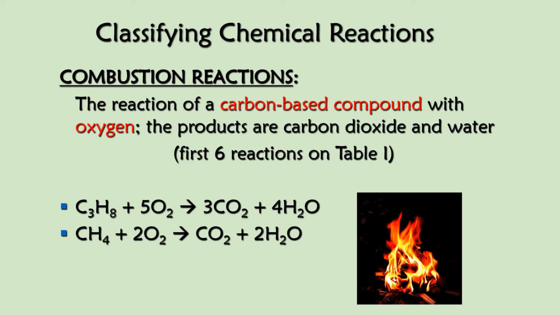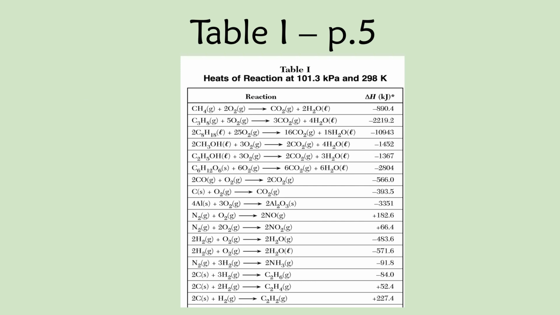If we look at table I in your reference table packet, which is right here, the first 6 reactions in this table are the combustion reactions. So we have a carbon-based compound reacting with oxygen, producing carbon dioxide and water. Whenever you see a reaction that looks like this, that should give you the indication that this is a combustion reaction.